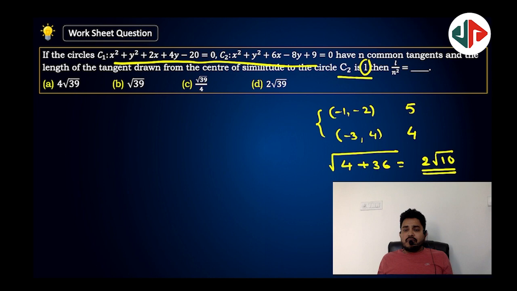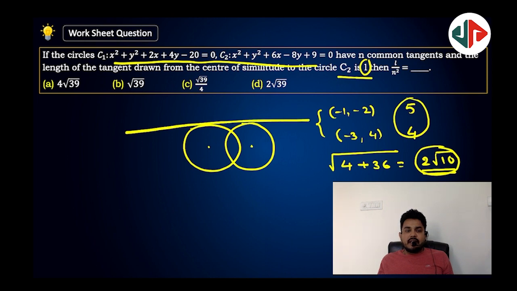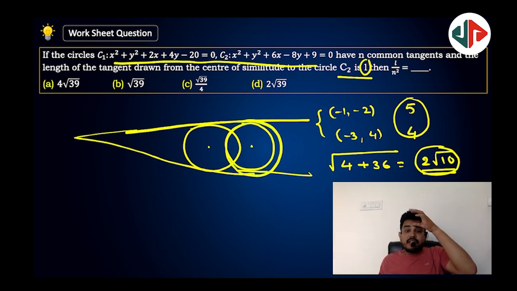Okay, 2 root 10 means the circles are going to be intersecting circles. So you have only direct common tangents. This diagram is the direct common tangent. So how many tangents are possible? N is equal to 2.